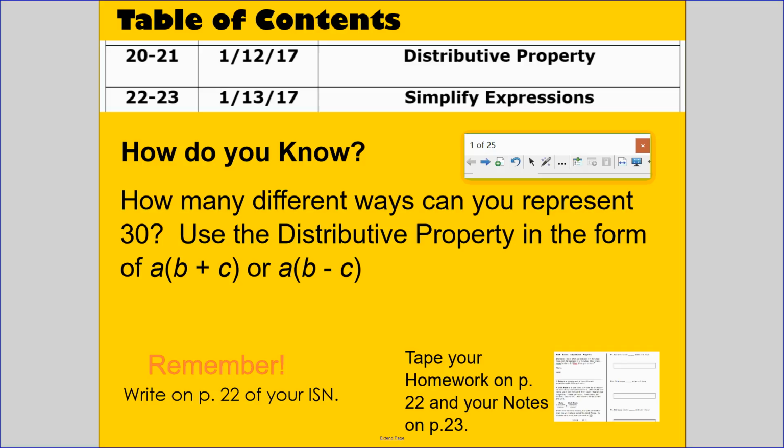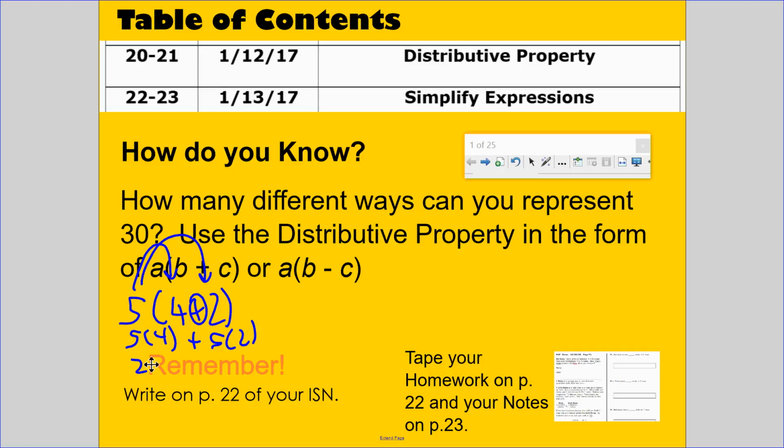I know 5 times 6 makes 30. It's equivalent to 30. So let's do 5 times the quantity of 4 plus 2. Would that equal 30? 5 times 6 is 30. If I want to use the distributive property, 5 times 4 plus 5 times 2. 5 times 4 is 20, plus 5 times 2 is 10. That adds up to 30.